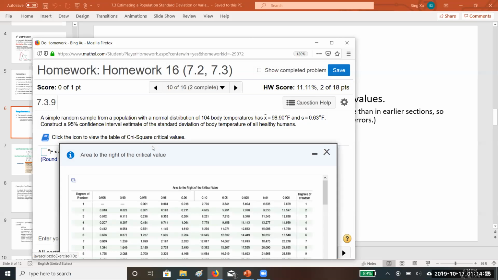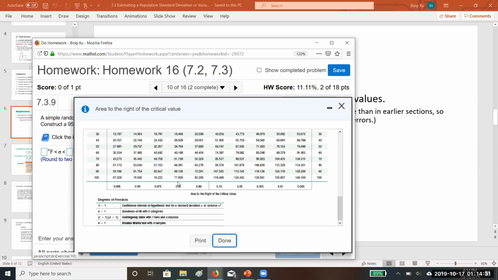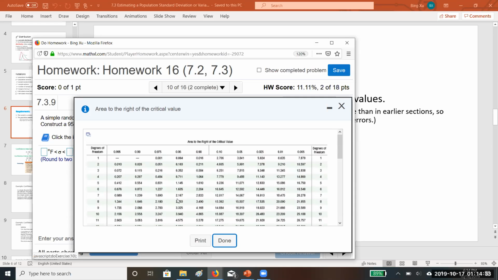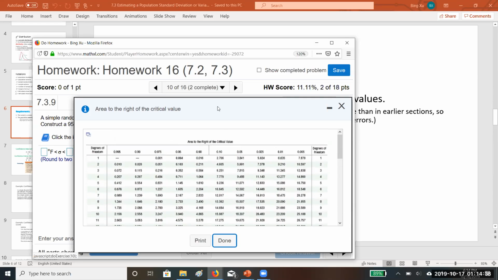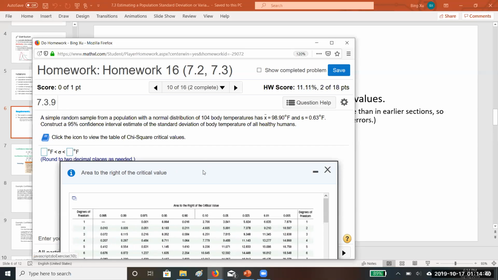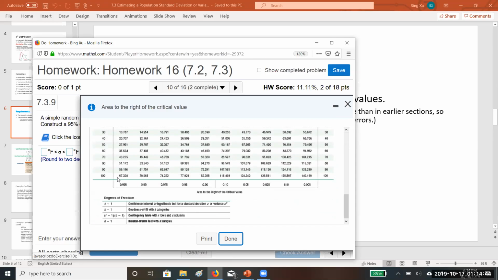Well, this one is when you want to do it by hand. You don't need to do it by hand. If you want to do it by hand, you need to use this table to find the corresponding value. For example, n is 104, right? But the table doesn't go to 104. It goes to 100. Yeah, I know.